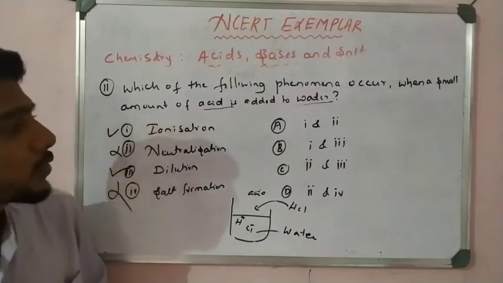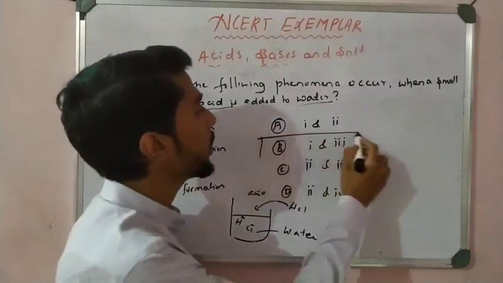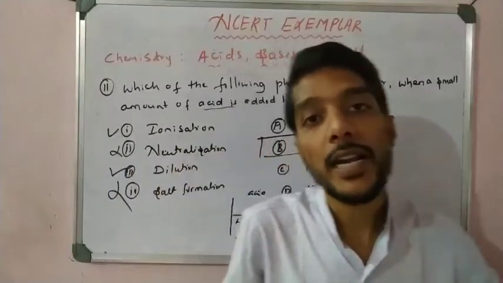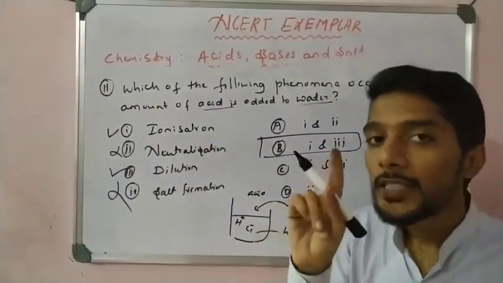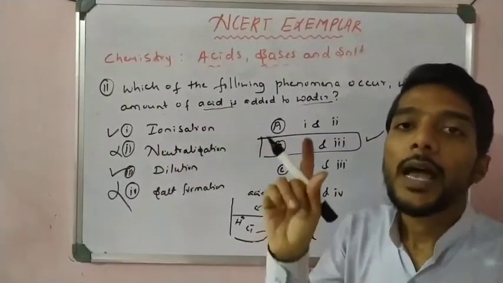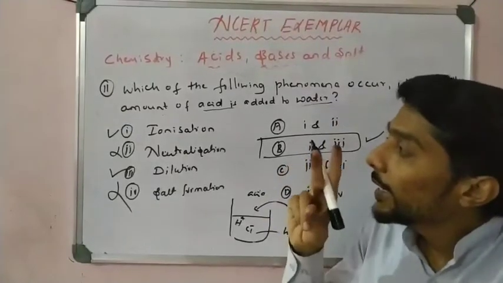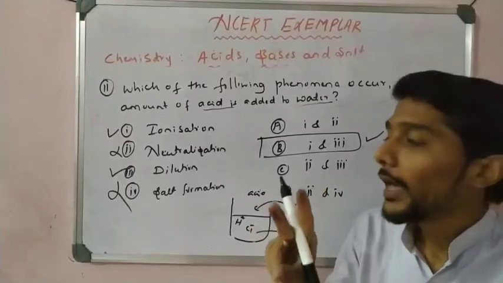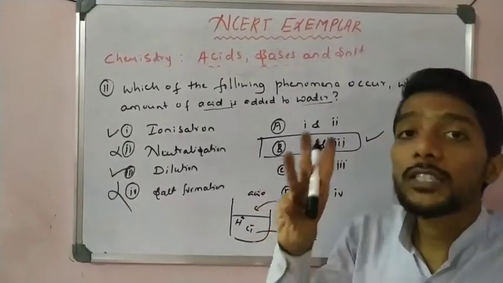1 and 3 is correct. So option B is correct here, right? First, when the acid is added drop by drop to water, it is an exothermic reaction. Second, an ionization process takes place, because ions are formed. And the third statement is that dilution takes place.